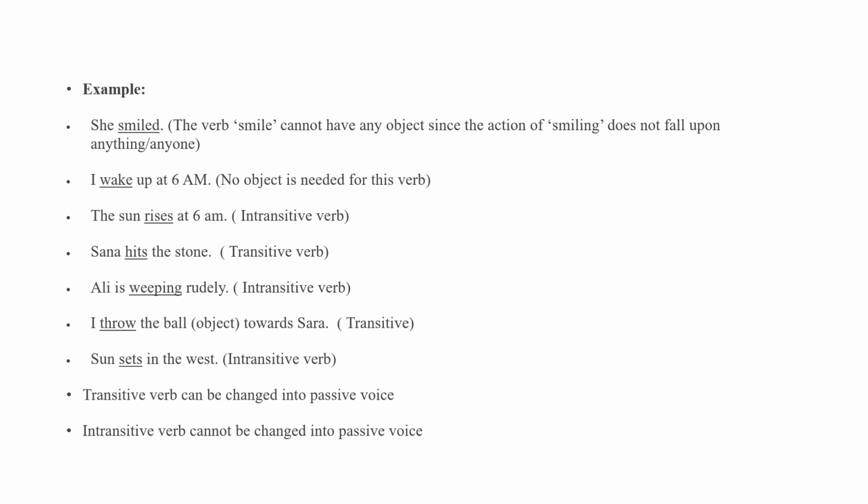I throw the ball towards Sarah. We can see that over here after the verb we have an object, so that's why it is a transitive verb. The sun sets in the west. Sets, which is underlined, is an intransitive verb. A transitive verb can be changed into passive voice. This is another clue: an intransitive verb cannot be changed into passive voice. So this is the clue from which you can identify and differentiate between transitive and intransitive verbs.